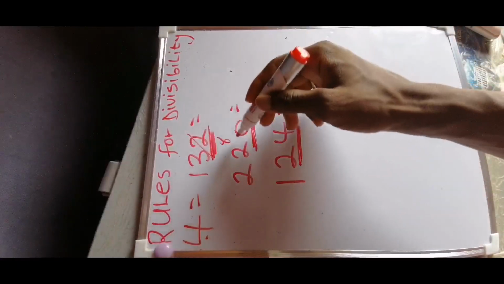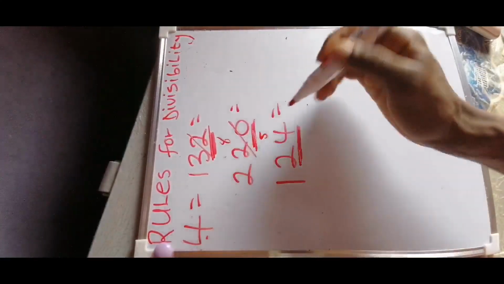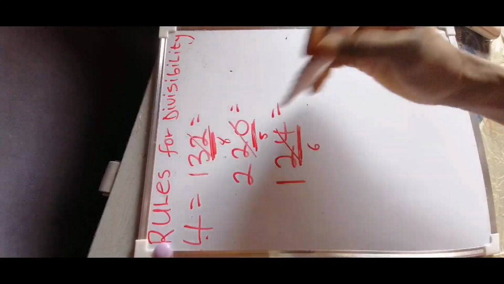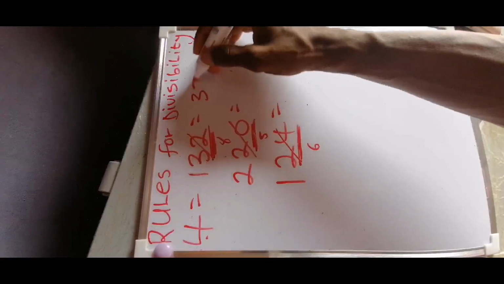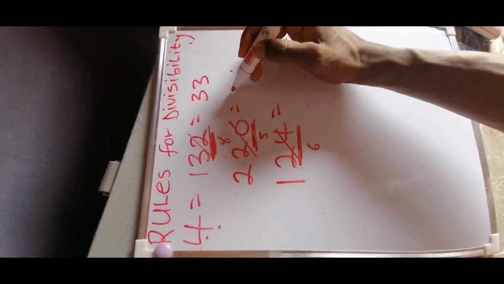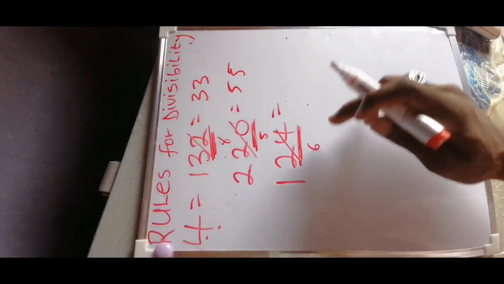Again, 4 will enter 20 5 times. Again, 4 will enter this 24 6 times. So definitely 4 into 132 equals 33. Again, 4 into 220 equals 55. 4 will enter 124 31 times.